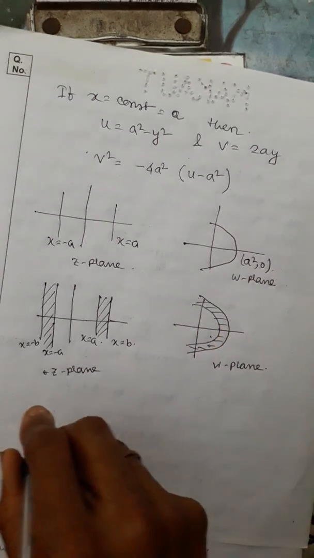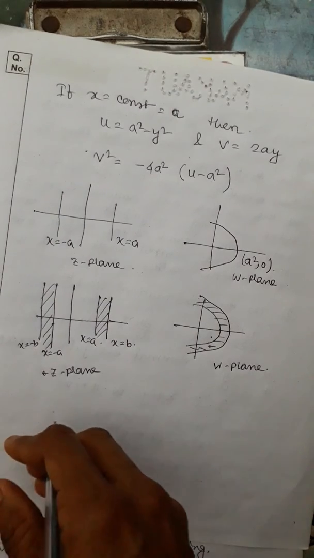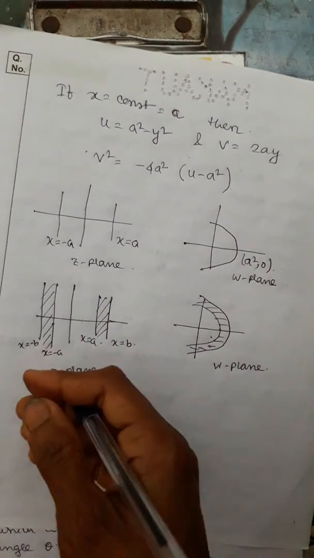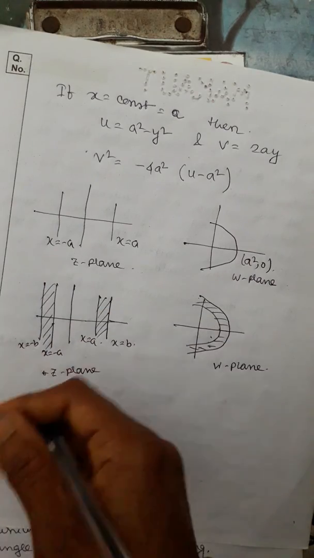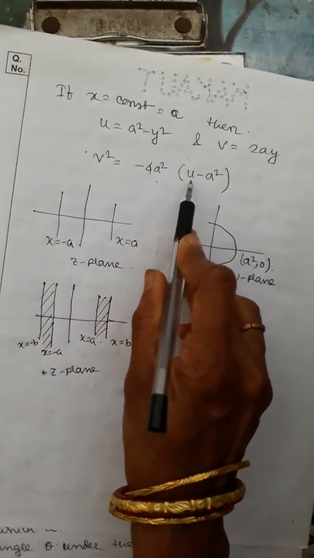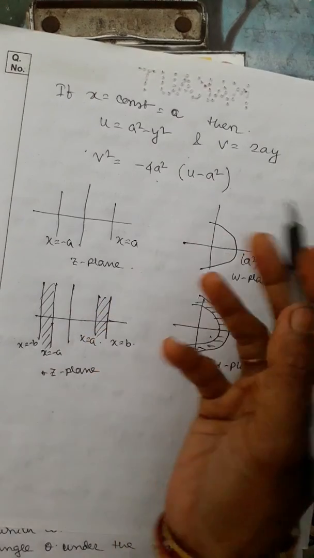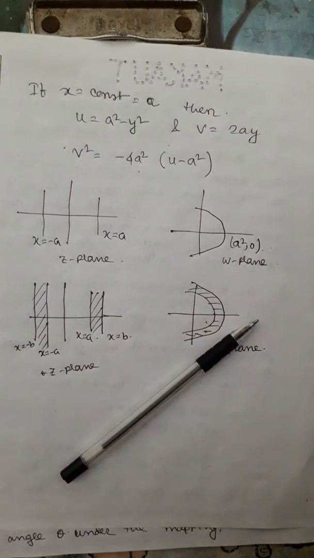Okay, so it can easily be seen that both domains in the z plane, to the right of the line x = a and to the left of x = −a, correspond to the exterior of the parabola v² = −4a²(u − a²). Okay, so now we illustrate some examples in the next chapter.